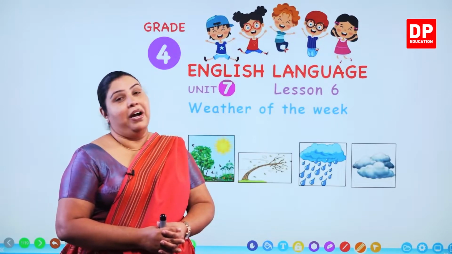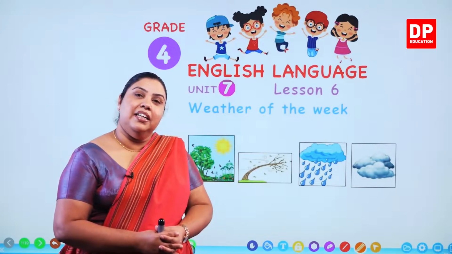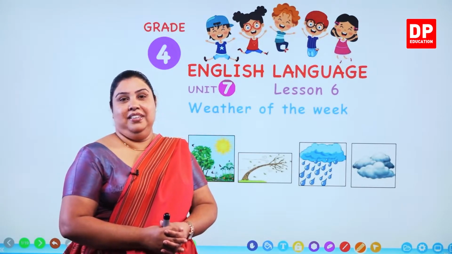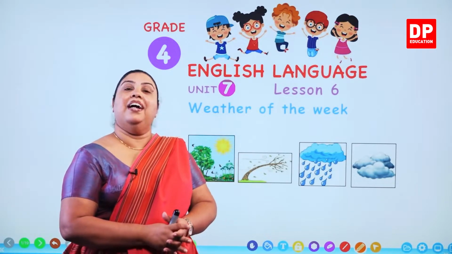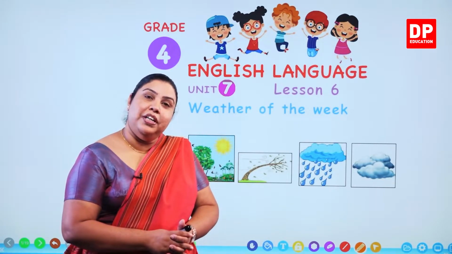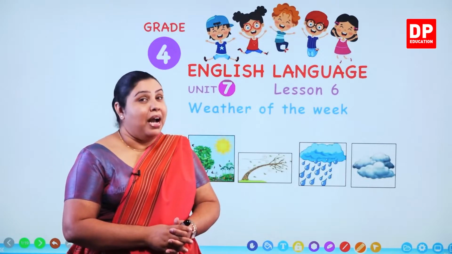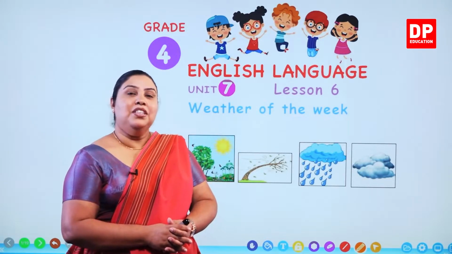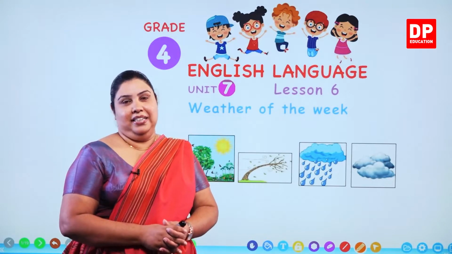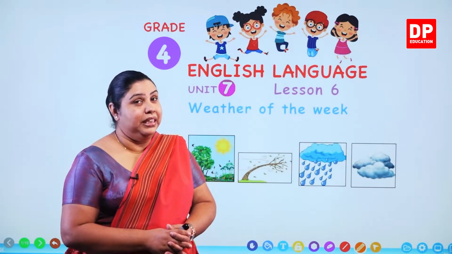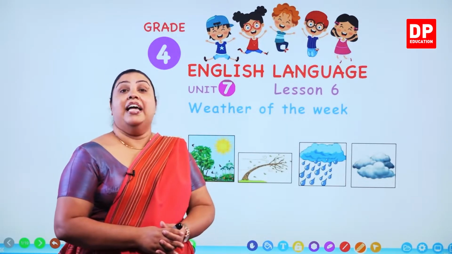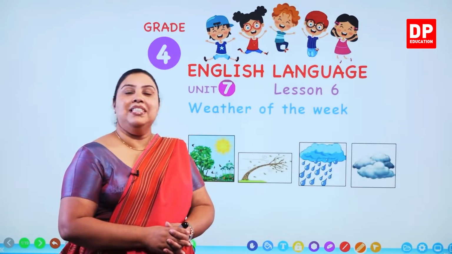It's a new lesson today. Now we have started unit number 7. What is the name of our unit? It is My Calendar. We are talking about the calendar. And we have completed 5 lessons. And today we have to do lesson number 6.